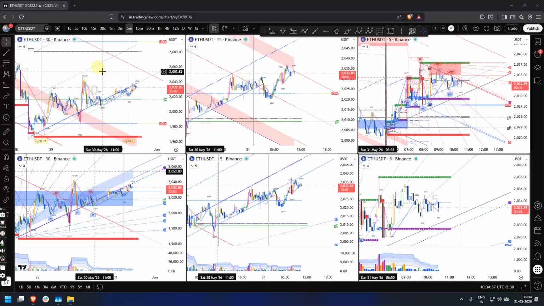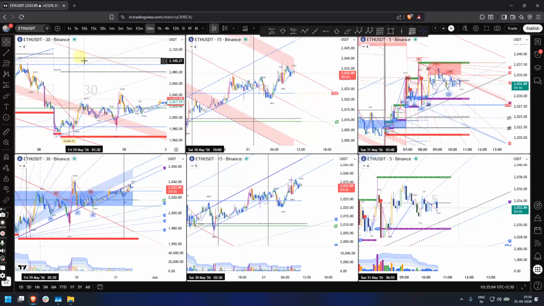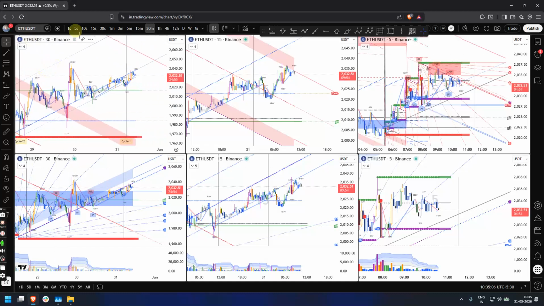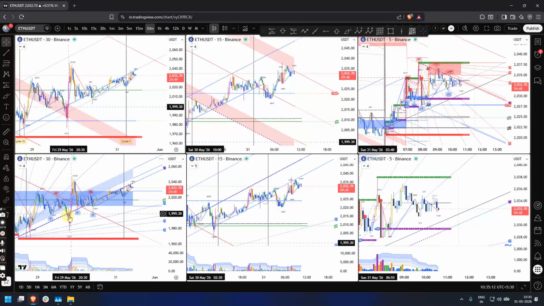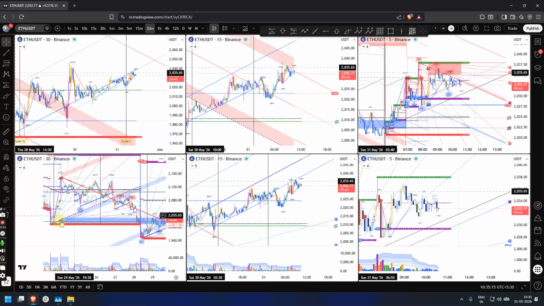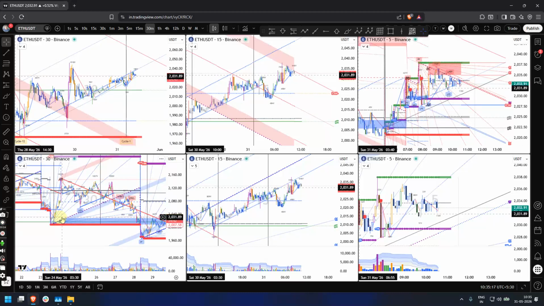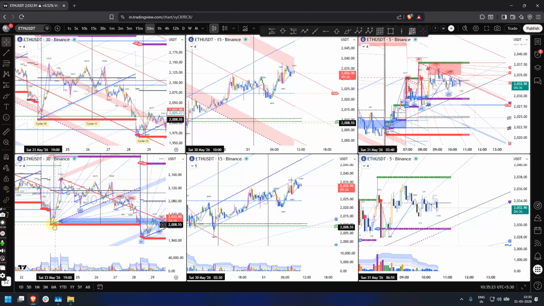So let's do a live analysis of the market. We can see the 30 minutes chart, 15 minutes chart, and 5 minutes chart. Right now, what you notice is that for the accumulation phase, it started here, right? And let me go to the same point in time here.